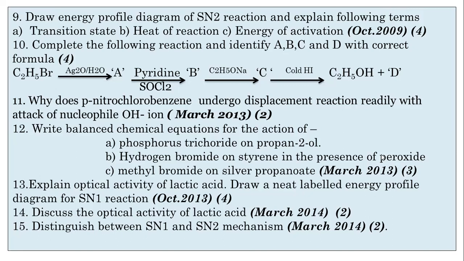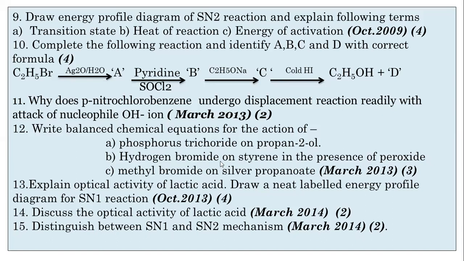of peroxide. You have to read this question carefully. Hydrogen bromide on styrene in presence of peroxide. So in presence of peroxide, it is anti-Markovnikov's rule. So the negative part of this reagent, bromine, will be attached to the carbon atom which contains more number of hydrogens. So the product will be benzene ring CH2CH2Br. This will be the product.